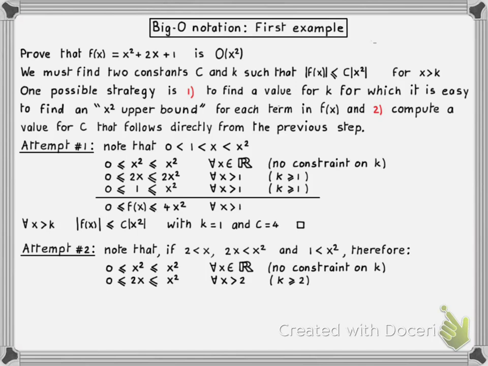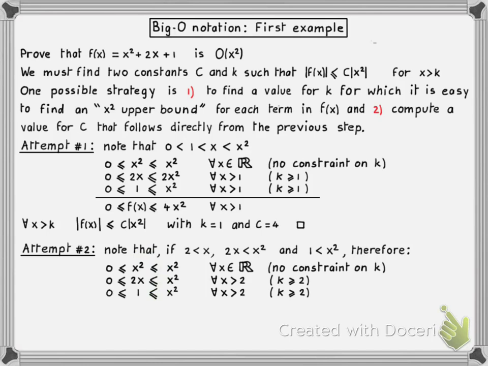Now we can use the fact that x squared is strictly greater than 1, and therefore positive, to write down this set of inequalities. We already established those inequalities here. Now these are only true, of course, under the assumption that x is greater than 2, so let's record that, and we have again the same constraint on k. As usual, we can add the equality sign here on the inequalities, and notice we now have an x squared upper bound on the 3 terms of f of x.